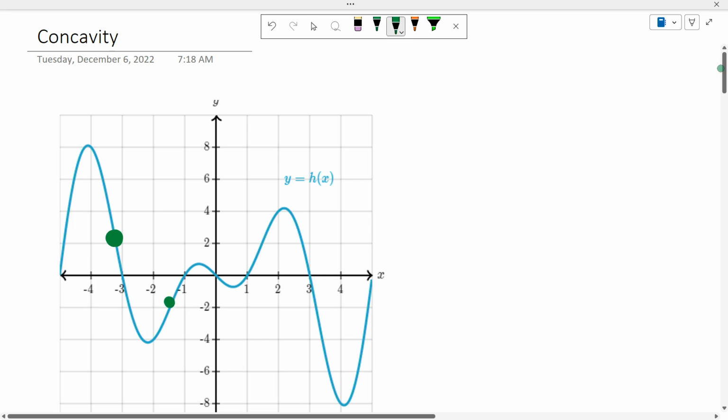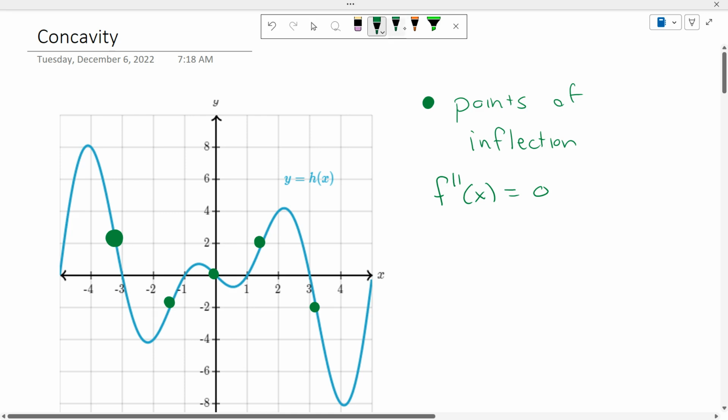About there, about there, about there. Okay? That's where it changes. Where it changes, where these green dots are, are called points of inflection. How do you find a point of inflection? Well, that's where the second derivative of the function is equal to 0.